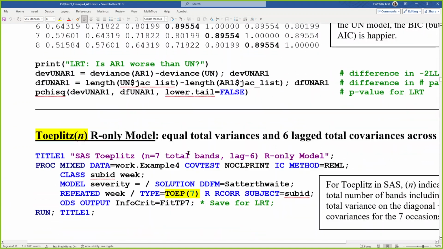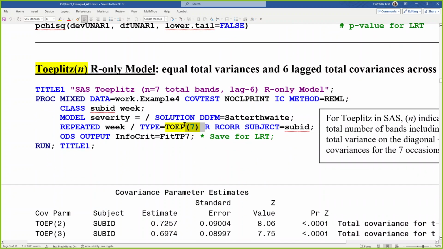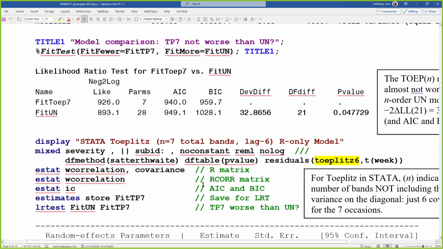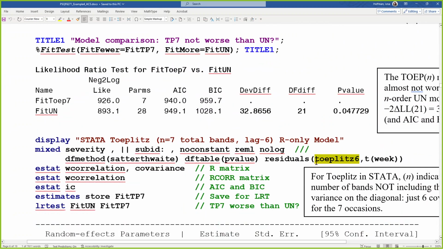Okay, then Toeplitz. So 7 is the number of parameters if you go down the matrix. The first one is the variances. The second one is the first off diagonal. So there's going to be 6 off diagonals total for 7 occasions. Stata only counts the off diagonals, and so it's Toeplitz 6 for Stata instead of 7. You know, fun little differences like that.